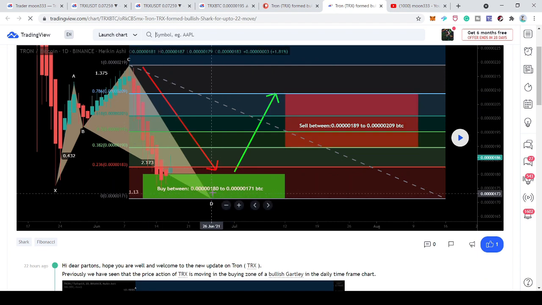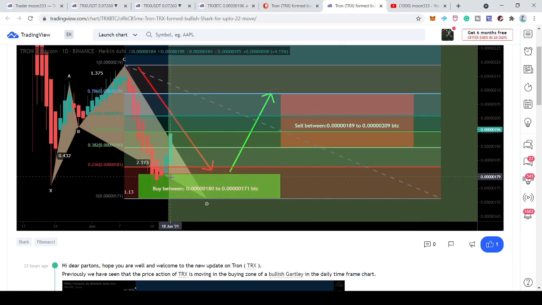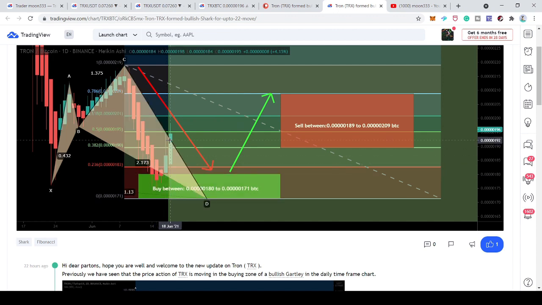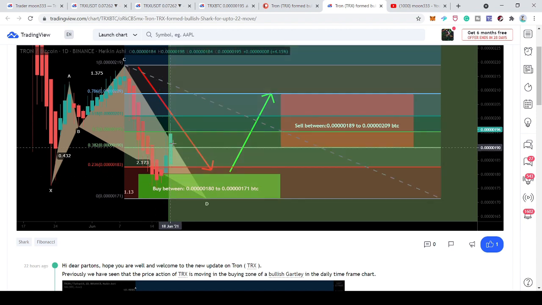The buying zone starts from 180 Satoshis and ends at 171 Satoshis. And the sell targets could be 189 to 209. Now, after playing this chart, I was expecting that it would give us another chance to catch it from here, because at this time it was moving here when I shared this chart yesterday. We can see that it has turned even more bullish, even though we have quite strong selling in the overall cryptocurrency market, especially Bitcoin today and yesterday as well. But the TRX is behaving differently, and it is moving to the upside.